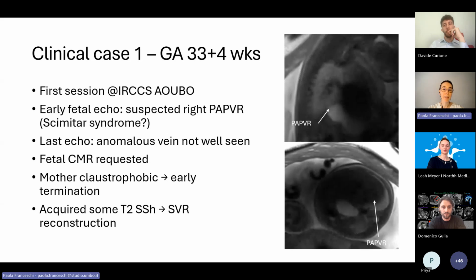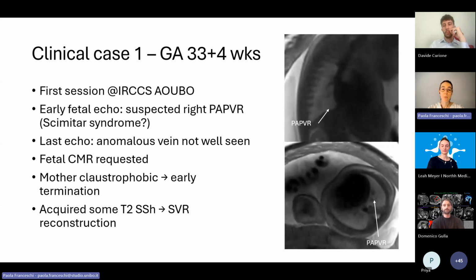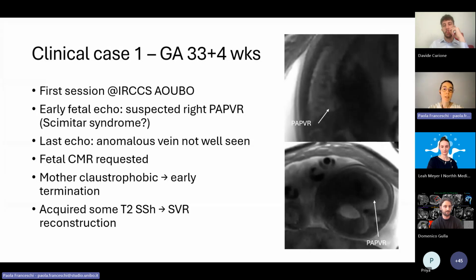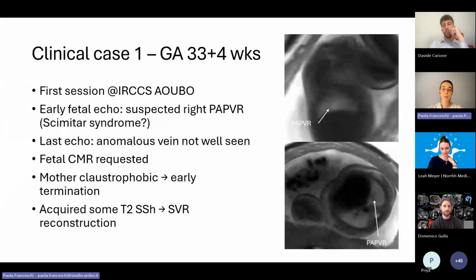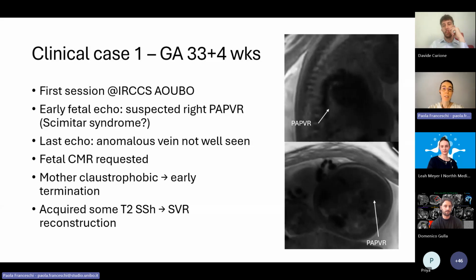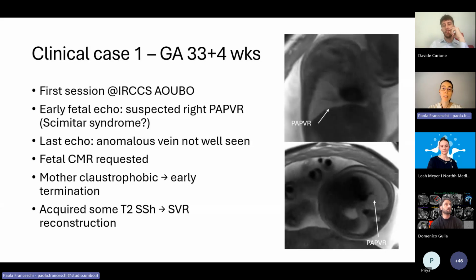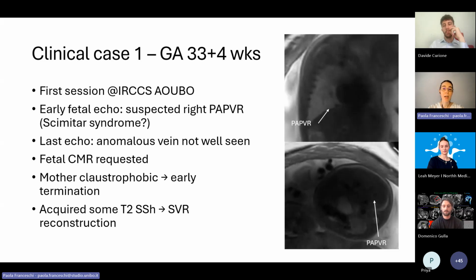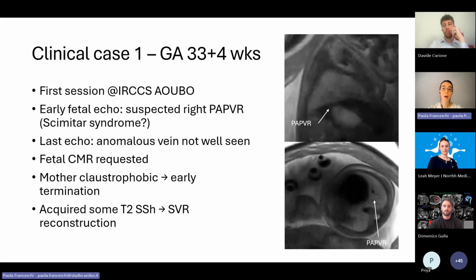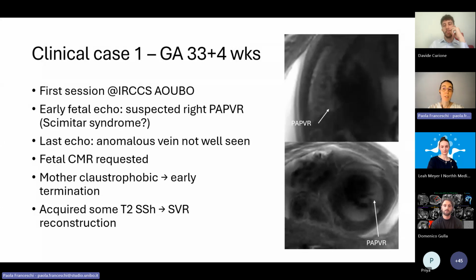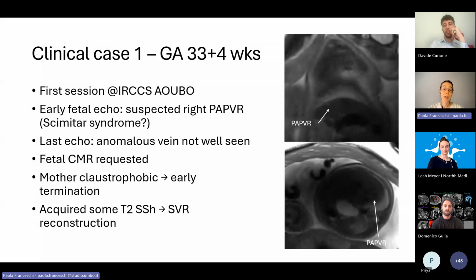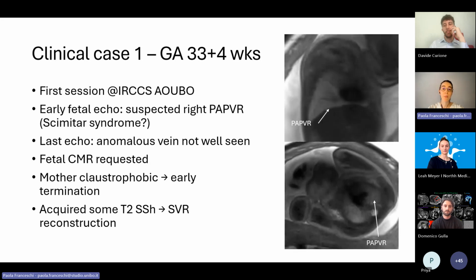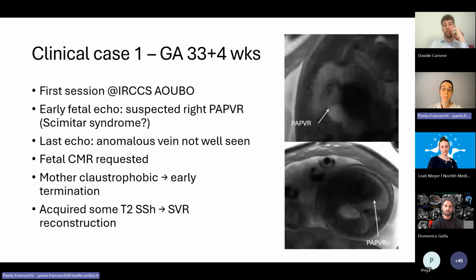Now, moving on to the first clinical case. This case comes from our very first fetal cardiac MRI session in Bologna. It was a singleton pregnancy at 33 weeks and 4 days of gestation. Early fetal echo raised a suspicion of a right-sided PAPVR and a possible scimitar syndrome. However, these findings couldn't be clearly confirmed on follow-up echo exams, so a fetal cardiac MRI was requested. Unfortunately, the mother became uncomfortable during the scan, and we had to stop the examination earlier than planned.